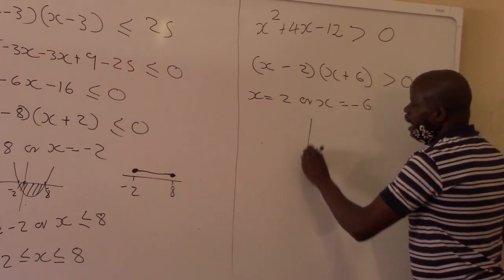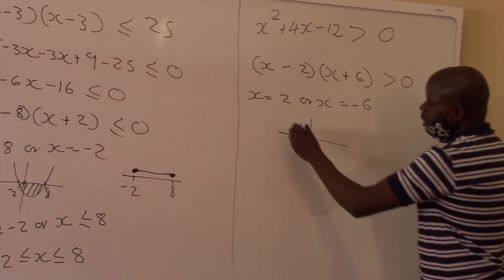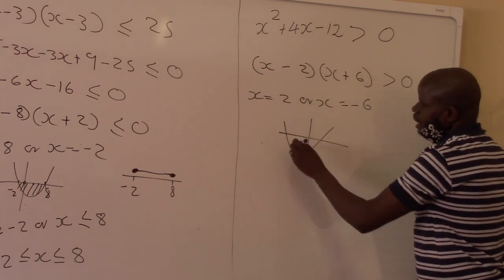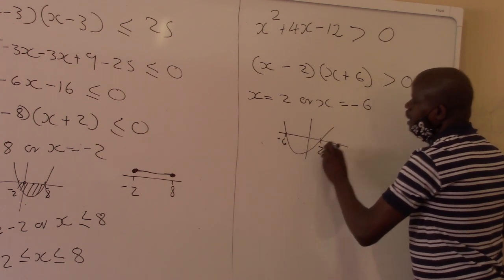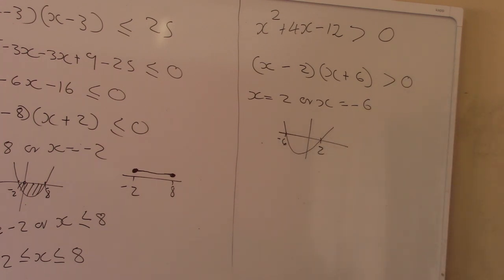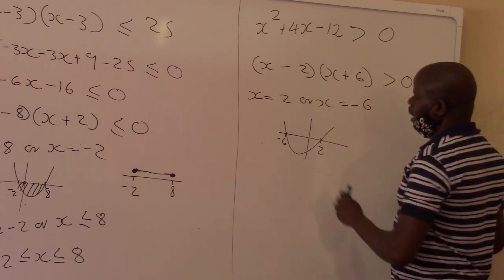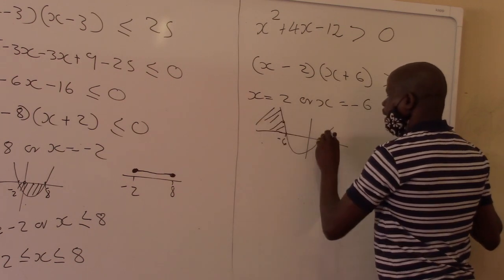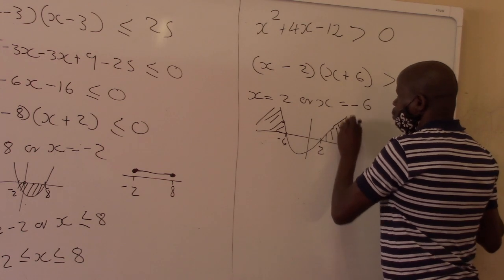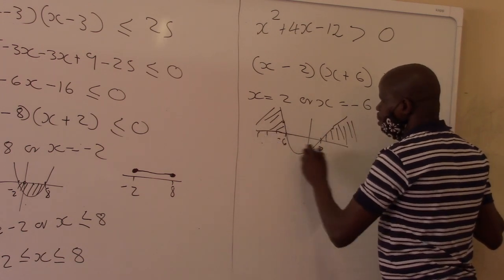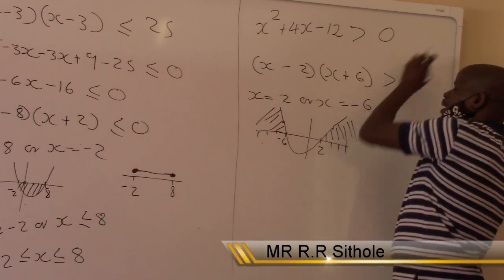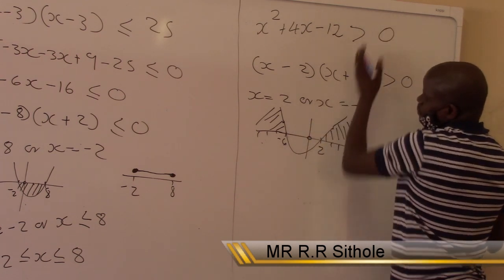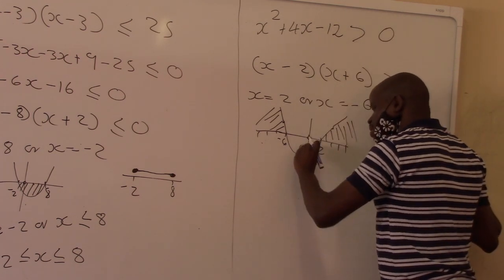So in a rough sketch for this one, because of the positive there, it is like that, whereby here is negative 6 and here is 2. So if it's like that, then we are saying it's greater than. So where is the greater than? We are talking about this region here and that region there. Any value there will give us anything in that region. Greater than 0, we talk about anything above 0, which is positive, and anything less than 0, which is negative in this case.